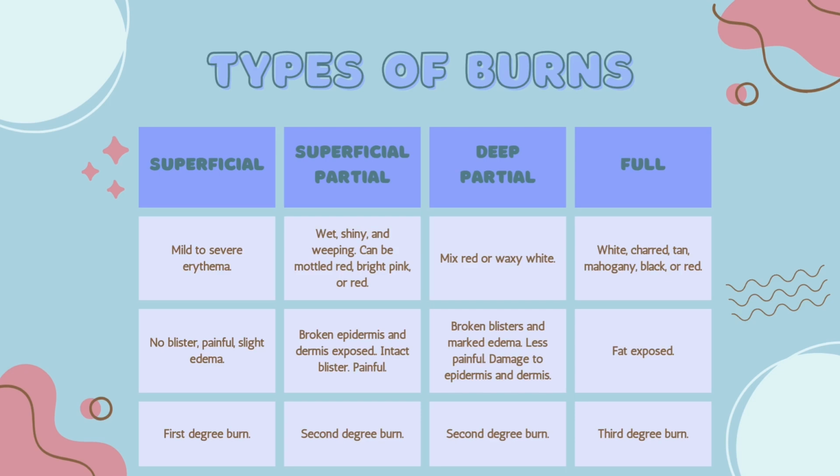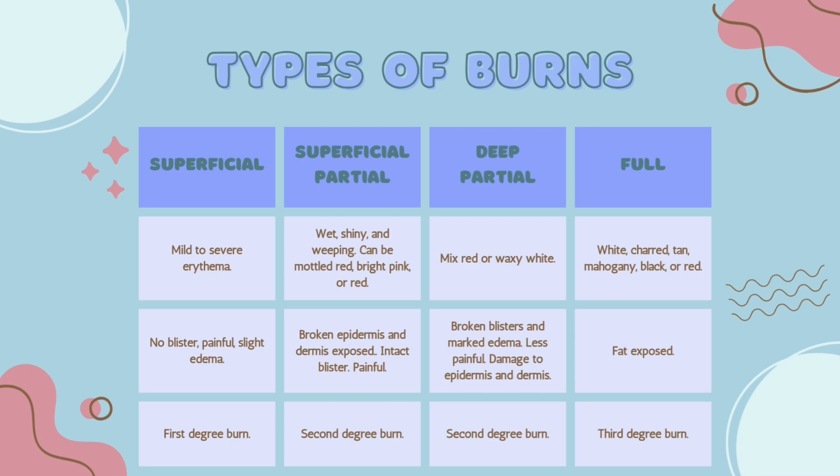Then we have deep partial. This is where you're going to see broken blisters and damage to both the epidermis and dermis. It is also considered a second degree. Then we have full thickness burn. This is when fat is going to be exposed. It could be a variety of different colors. It is considered a third degree burn.